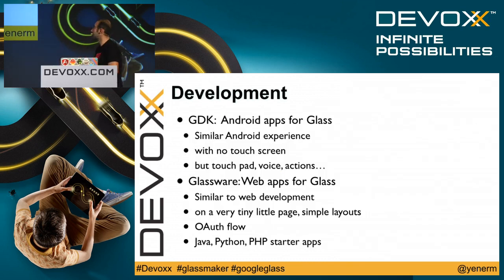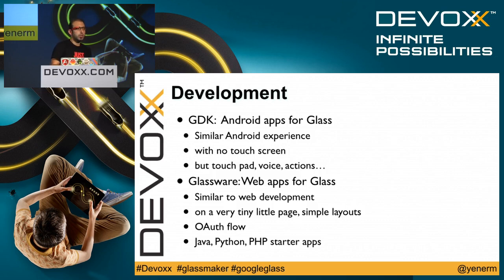Okay, let's talk about development. You have two options to develop apps for Google Glass. If you're coming from an Android background, you can dive into the GDK and you will have a similar Android experience with some limitations, like you won't have a touch screen. So if you are planning to write the next generation of Angry Birds, you need to think of something else for the user input. You have a touchpad, you have voice interactions, and you usually build your apps to rely on actions like start a run or take a picture.